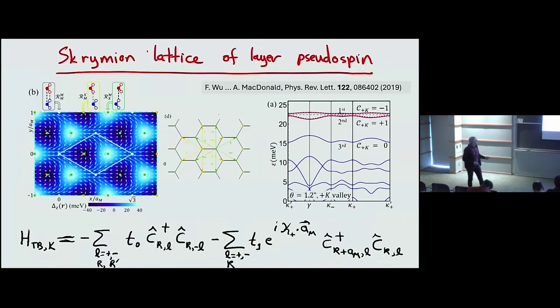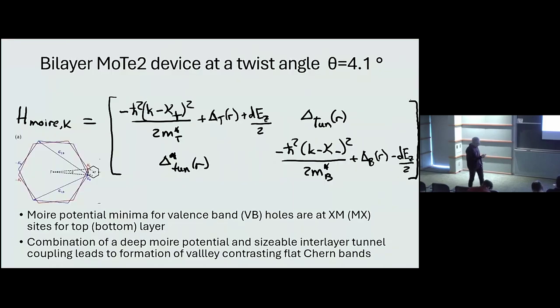So this is how one can think about it. As we go around in real space, I told you that the minima for holes in the top layer are at the XM sites, and for the bottom layer, at MX sites. And as we go around in the moire unit cell, the layer pseudospin will go around, right?